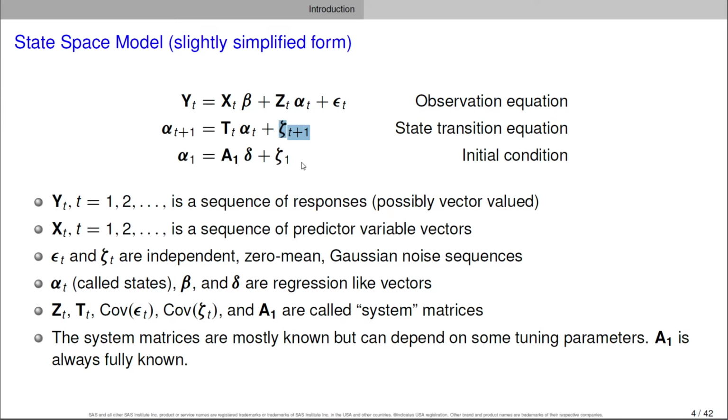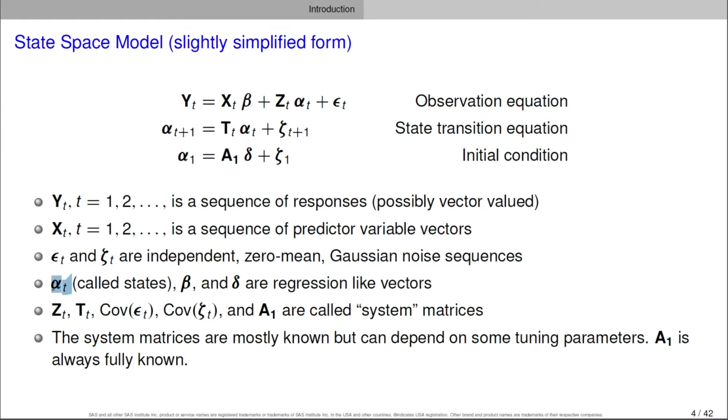The last equation defines the initial condition for the state transition equation. It specifies that alpha 1, the state vector at time 1, is a Gaussian vector with mean A1 delta. Finally, let me summarize the overall setup. Here, yt is a sequence of responses, possibly vector valued. Xt is a sequence of predictor variable vectors. Epsilon t and ct are independent zero mean Gaussian noise sequences. They are also called disturbance sequences, or disturbance variables.